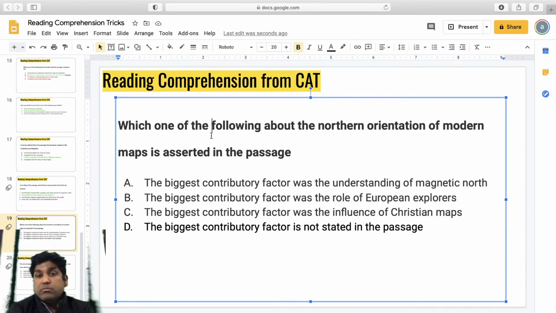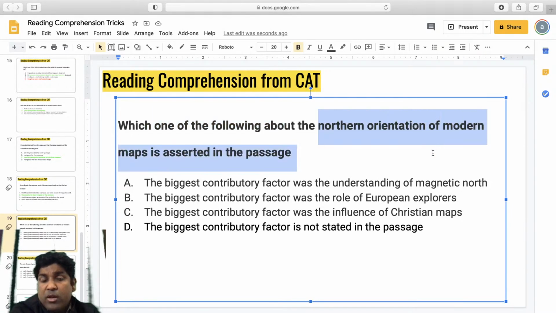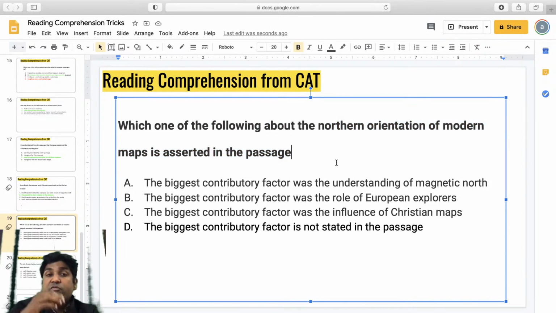Which one of the following about the northern orientation of the modern maps is asserted in the passage?